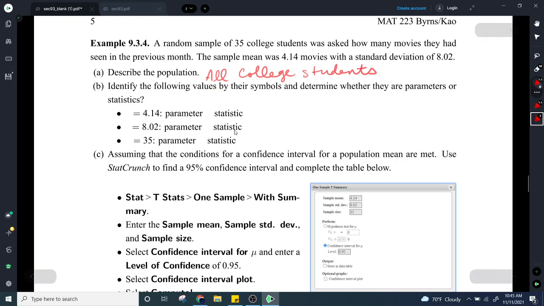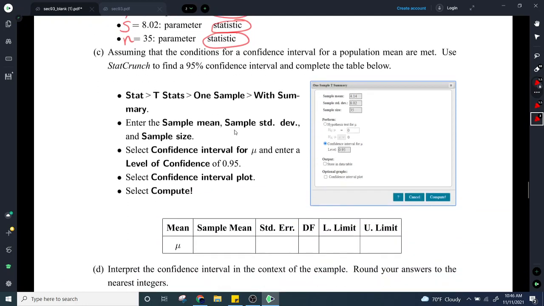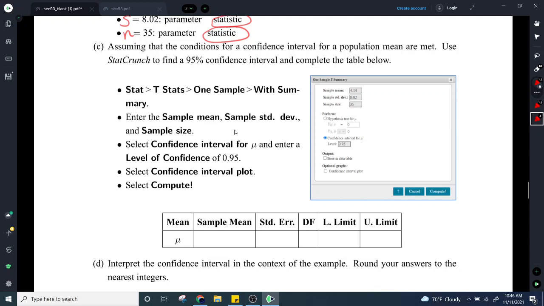Identify the following. The 4.14 is our sample mean, so that would be X bar, and of course that would be a statistic. The sample standard deviation was 8.02, so that would be S, and that would also be a statistic. And then our sample size was 35, so that would be N, and that would also be a statistic. Assuming the conditions for a confidence interval for the population mean are met, use StatCrunch to find a 95% confidence interval. All right, so let's go through the process of doing this in StatCrunch.